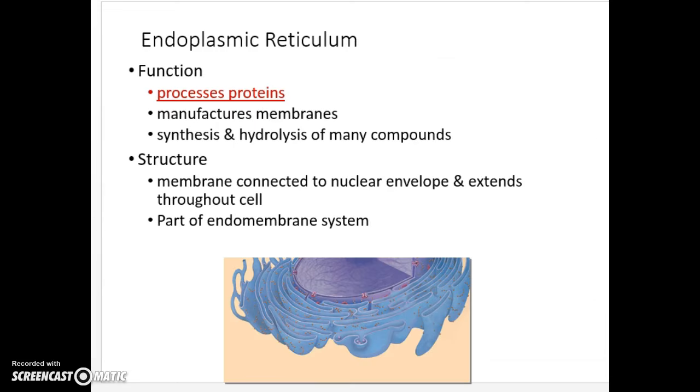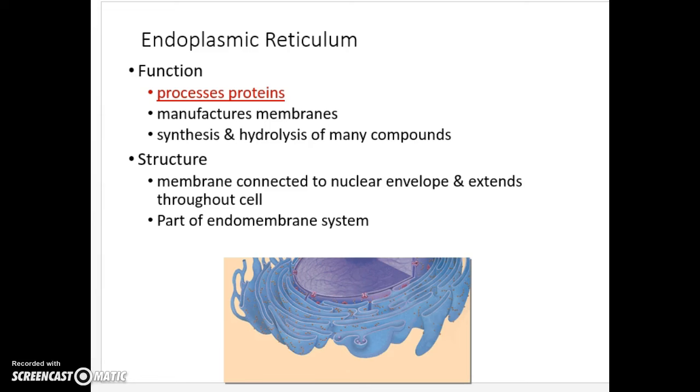So now, going back to the endoplasmic reticulum, where we left off. The endoplasmic reticulum has a few different functions, and there are two types of endoplasmic reticulum, and each type has a different primary function. The rough endoplasmic reticulum's main function is to process proteins, and the smooth endoplasmic reticulum manufactures membranes. We'll look at that a little more specifically, because I don't want you to mix up the two. We'll look at which one does which in just a minute.